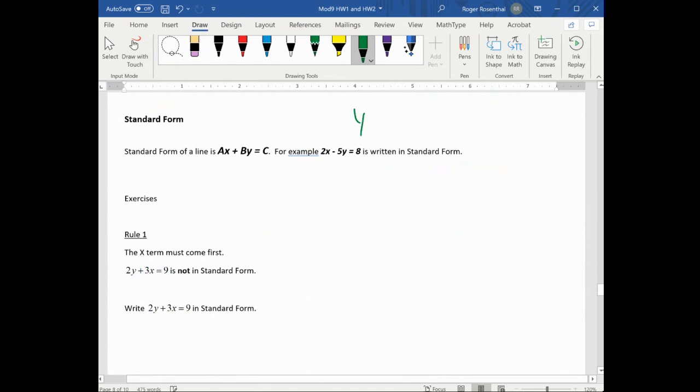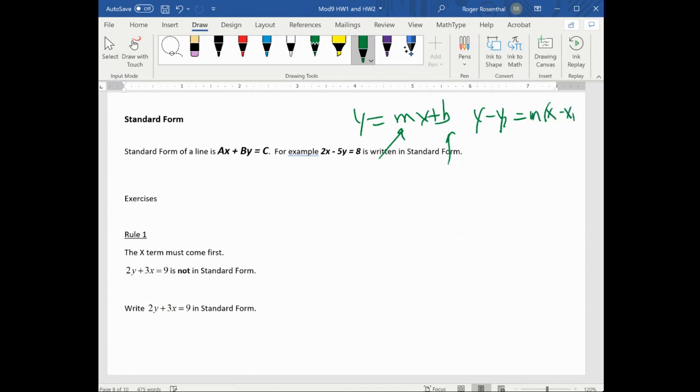Okay, so we know y equals mx plus b. In other words, we know the slope-intercept form of a line. We also know y minus y1 equals m times x minus x1. That is the point slope form of a line. Well, there's another form called standard form. Standard form looks like this, and it's got all sorts of rules for it. So we're going to look at some examples of standard form.